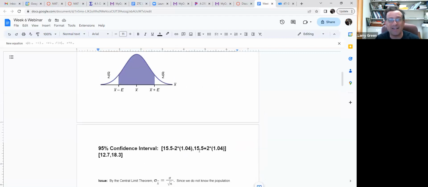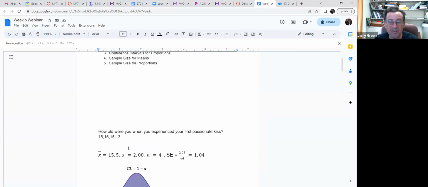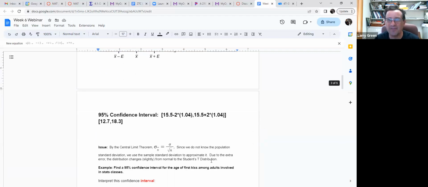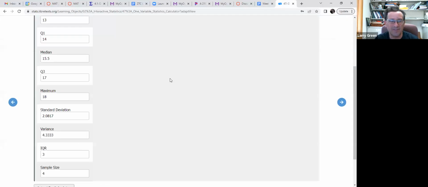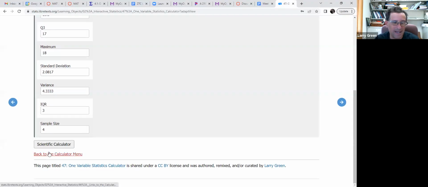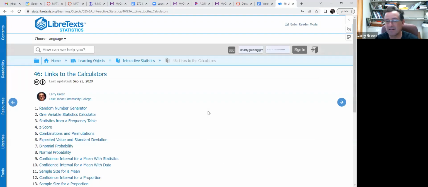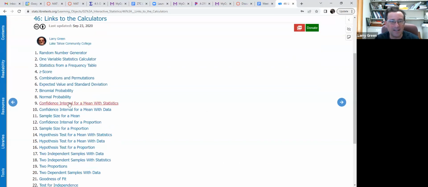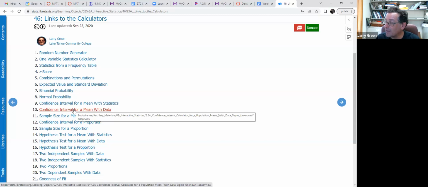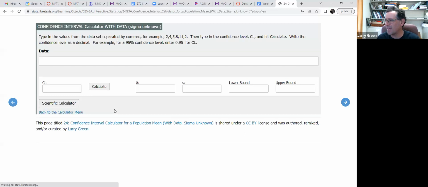So let's do that. And I'm going to show you the better way of doing it instead of the way I just did it, which was understanding how this stuff works. But then there's a subtle t-distribution thing that is too difficult. So I'm going to go back to the calculator menu. And now I'm going to go to a confidence interval for a mean with data. Notice I have data because I have my 4 data points. Okay, I have statistics, but data is easy enough, and usually you have data. So I want to show you this one.